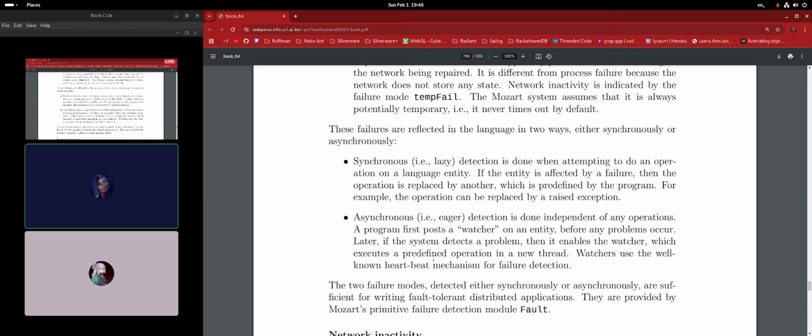Yeah, even though they are classified as synchronous and asynchronous, I think they are pretty similar in the sense that you have to have a predefined something to take care of it. In the synchronous case, you have to have a predefined program, and in the asynchronous case, you have to have a predefined operation on a new thread. So they have that similarity.